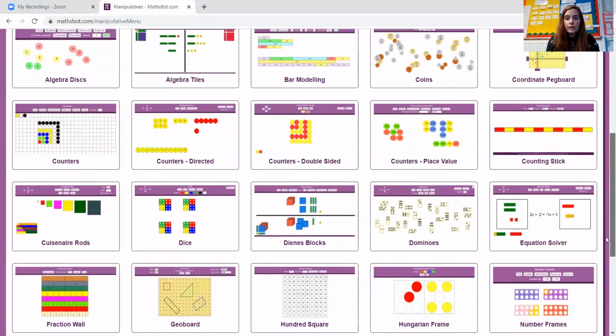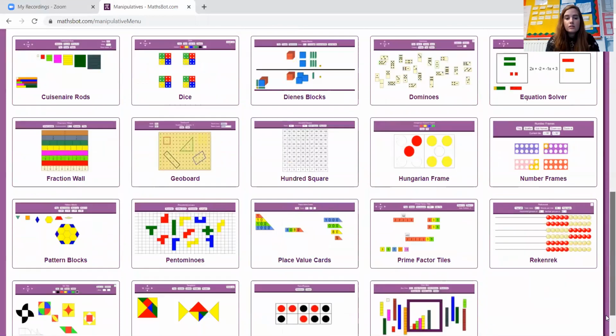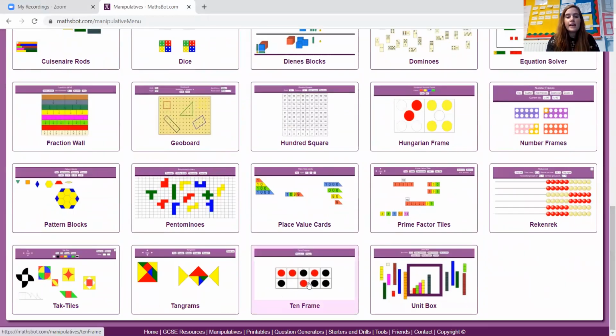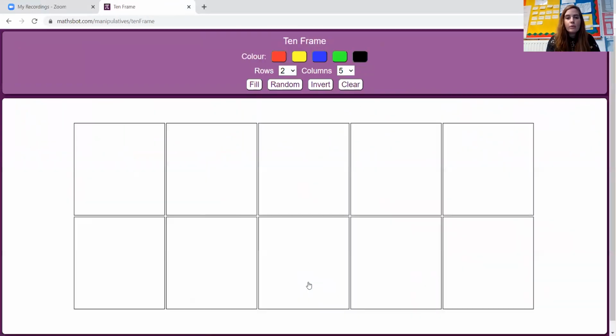representations pictorially that we use in class. So the one that we're going to scroll down to today is our 10 frame, because we are going to look at number bonds to 10. What do I mean by a number bond? Pause the video now and discuss this with your grown-up.